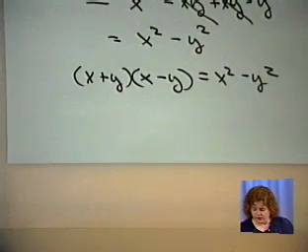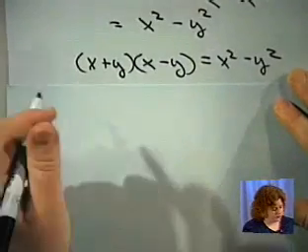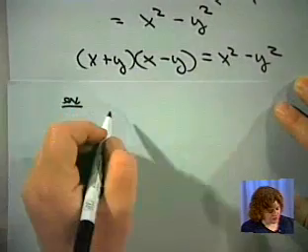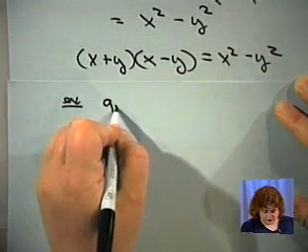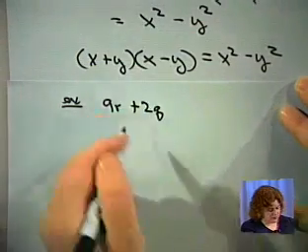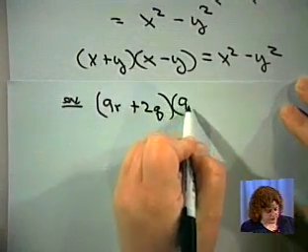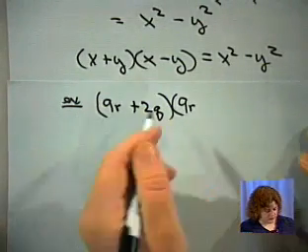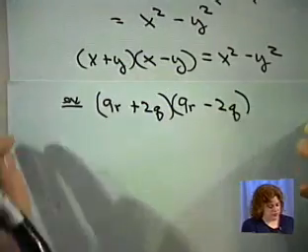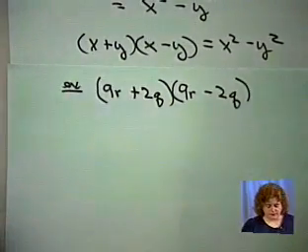Let's just do that with a more interesting example to practice it. We'll have a 9r plus a 2q, and we'll multiply that by a 9r minus a 2q. I'm going to go ahead and FOIL it out and then use the pattern.